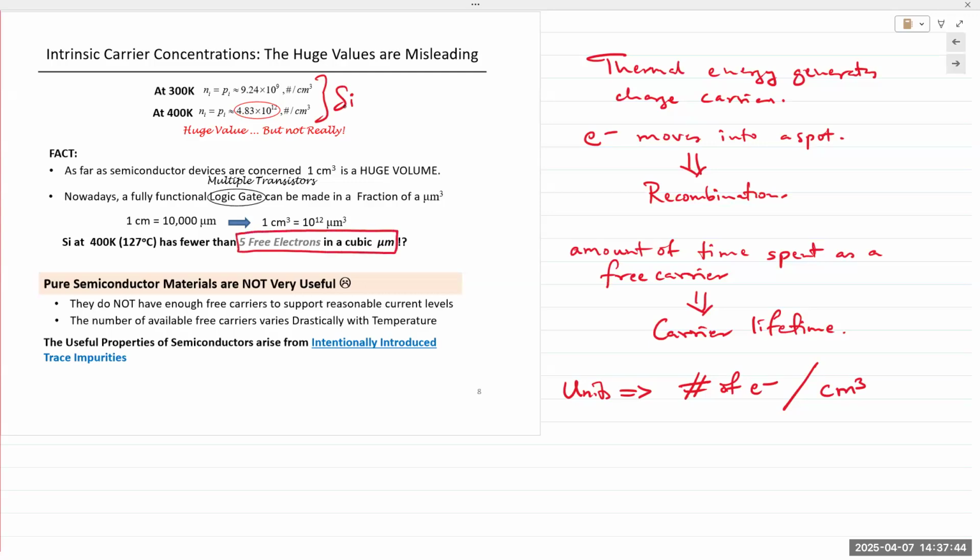it's approximately equal to 5 free electrons in 1 cubic micron. That doesn't sound like much, especially when you're talking about devices on the order of nanometers. 5 electrons in a micron is not a lot. The point is, these electrons by themselves are not sufficient for conduction, hence it's a semiconductor. All right, so let's take a pause. Let me know if you have any questions.